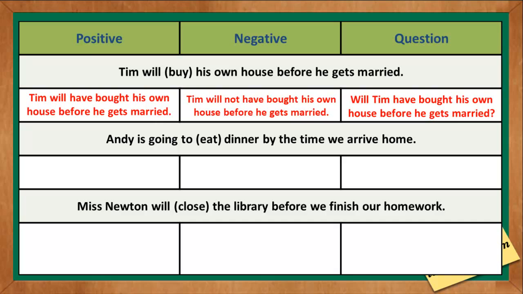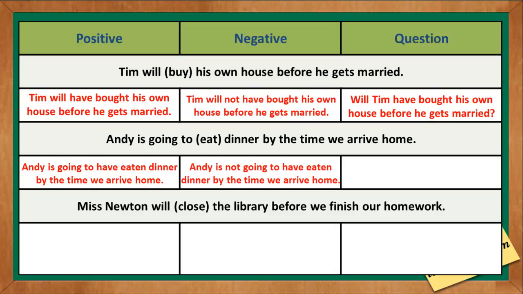Next, Andy is going to eat dinner by the time we arrive home. The verb is eat. The correct positive statement is Andy is going to have eaten dinner by the time we arrive home. The negative sentence is Andy is not going to have eaten dinner by the time we arrive home. And the question is, is Andy going to have eaten dinner by the time we arrive home?